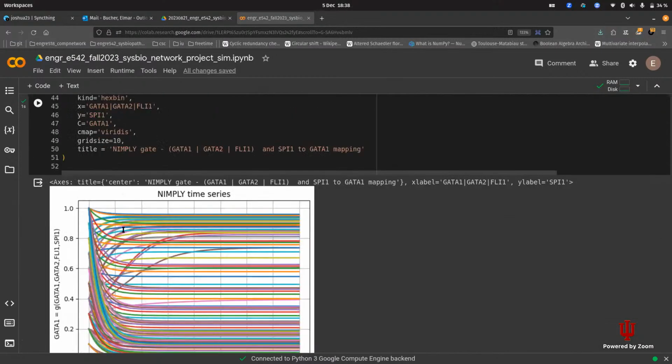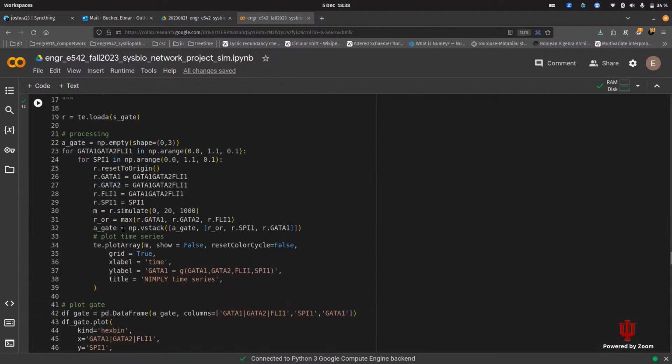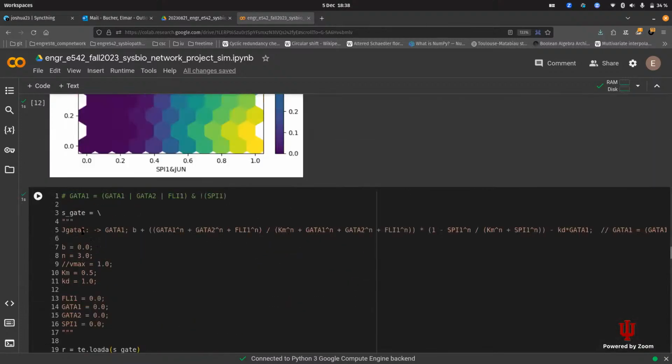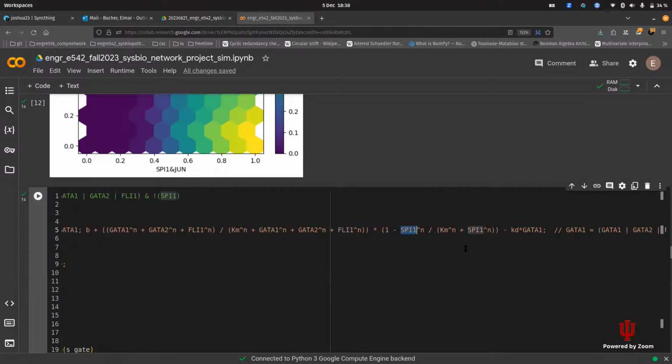Now we come to an interesting one. This is GATA1. And you see that GATA1 is self-regulated by GATA1 itself, by GATA2, and by FLI1. So these are OR connections. We sum them up. And then we have as well an AND connection with SPI1.